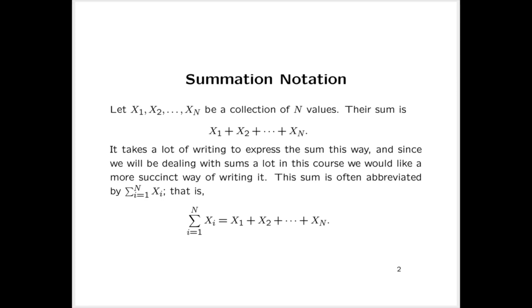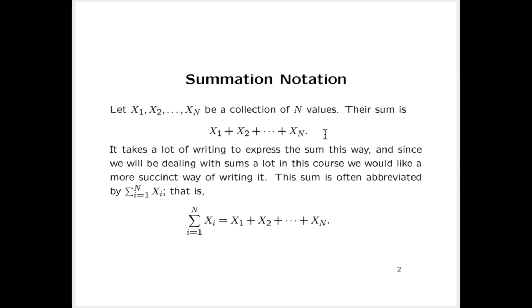Then their sum is given by the usual expression that I'm pointing to here, x1 plus x2 plus and so forth, on out to plus x sub n. Now it takes a lot of writing and a lot of real estate on the page to express the sum in this way. And since we're going to be dealing a lot with sums in this course, we would like a more succinct, a more compact way of writing it.